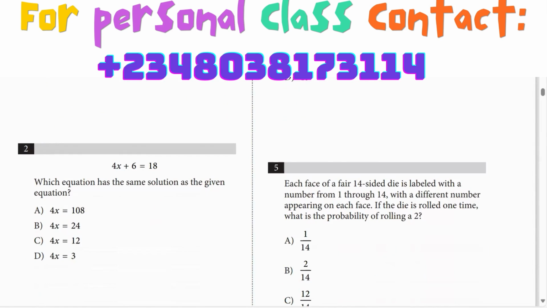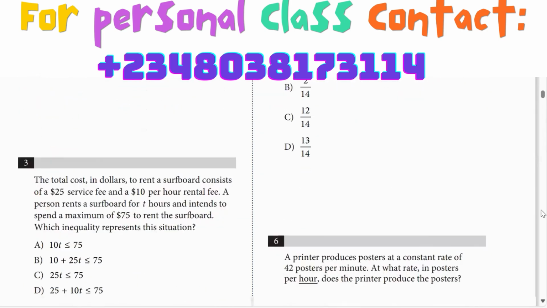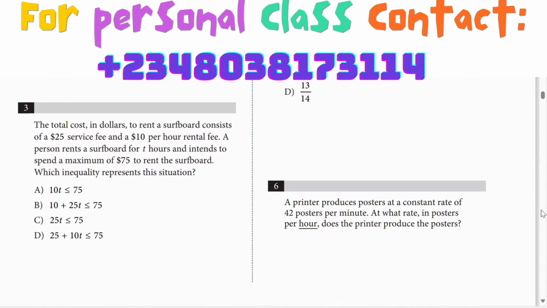Question number 2, we look at this equation here: 4x plus 6 equals 18. Which equation has the same solution as the given equation? So when we solve this, 4x equals 18 minus 6. Here we have 4x equals 12. And that is option C. We mark that and we proceed to the next question.